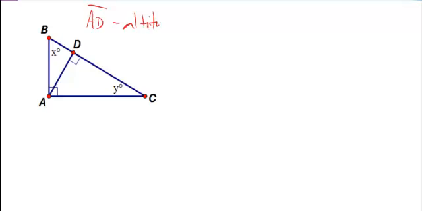What I hope you notice here is that when I draw the altitude of a right triangle, I actually have three similar triangles drawn here. We know that X and Y have to add up to 90 degrees because all three angles have to add to 180. If I look, for instance, at triangle ADC, if this angle up here is 90 and this is Y, then what does this angle have to be? It has to be X because they have to add to 90.